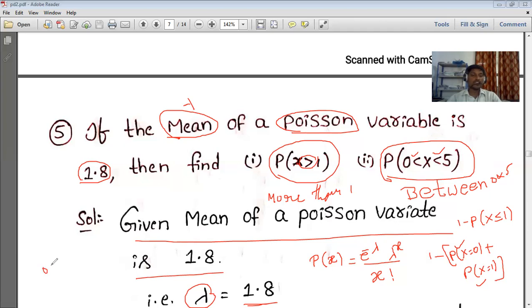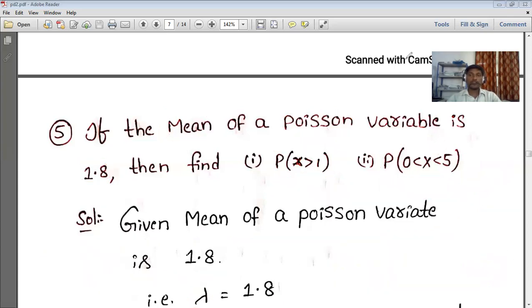And next, between 0 and 5, it means numbers, we know that. Everyone knows the numbers 0, 1, 2, 3, 4, 5. So between 0 and 5 they ask. So between 0 and 5 what we have? 1, 2, 3, 4. It means P of 1 plus P of 2 plus P of 3 plus P of 4. Same formula we have to use. So first x is equal to 1, x is equal to 2, x is equal to 3 and x is equal to 4. And by simplifying that.